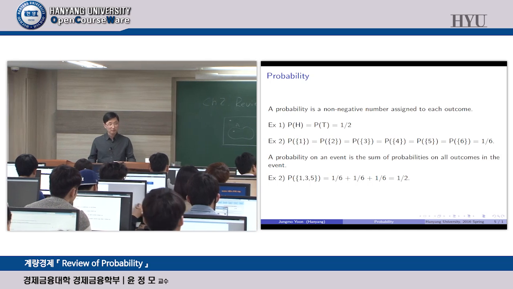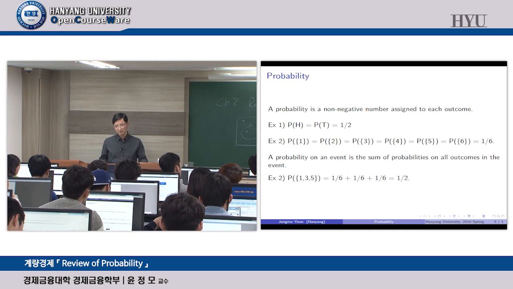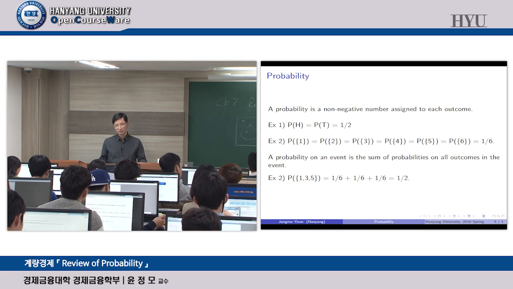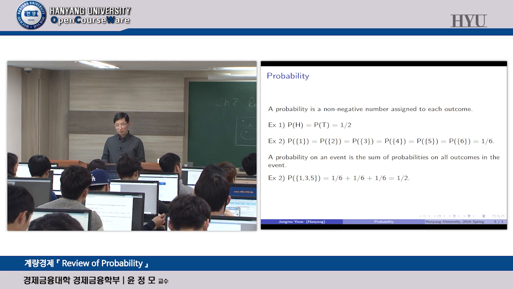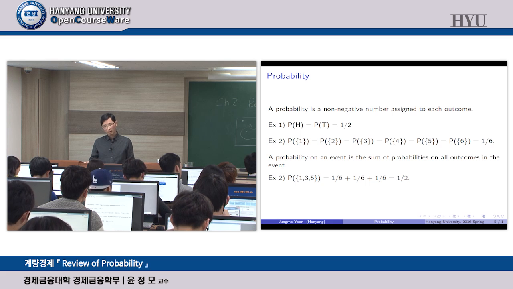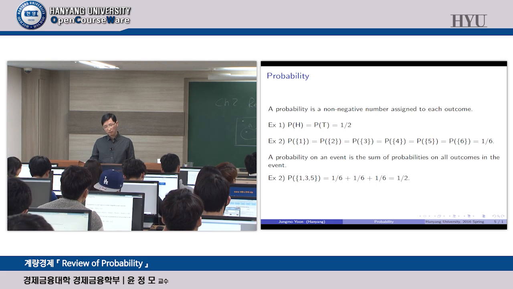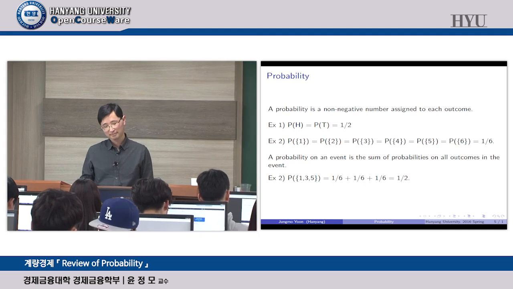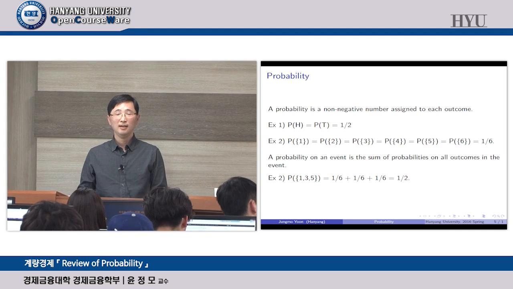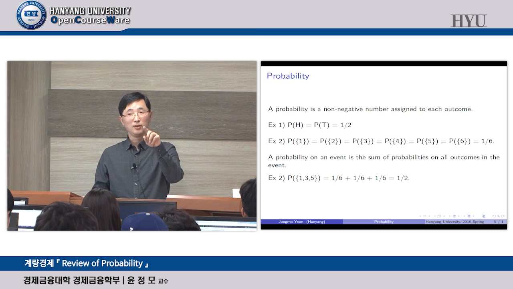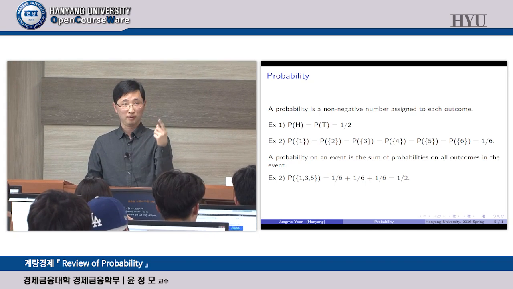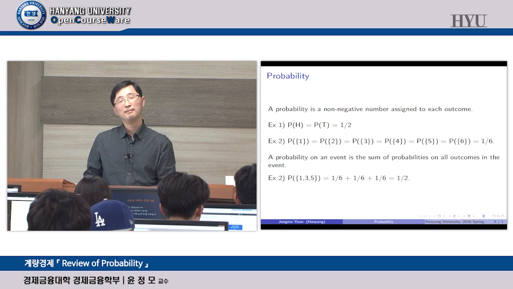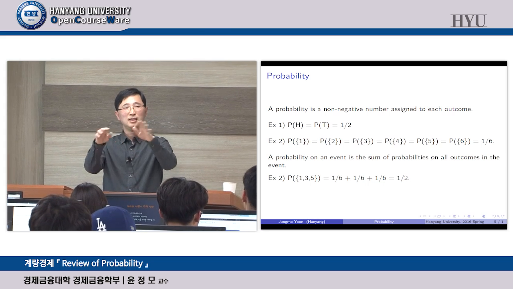Now, what is the probability? So that's our goal. The definition is actually very simple and intuitive. It says a probability is a non-negative number assigned to each outcome. So the rule is you have to assign a non-negative number to each outcome. Okay, that's the rule. But some normalization is necessary.